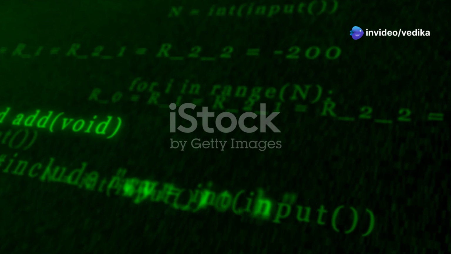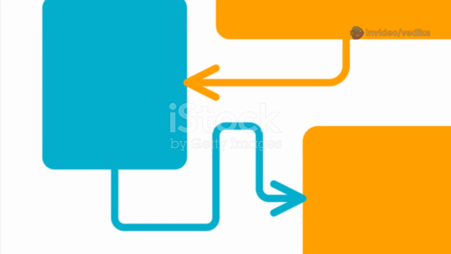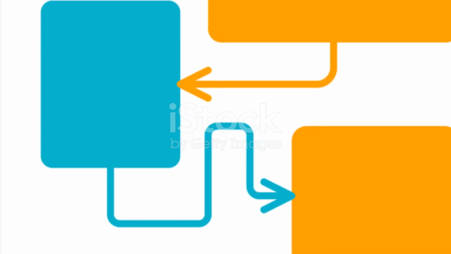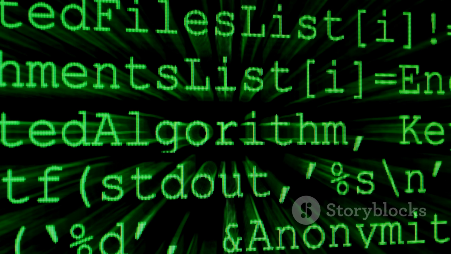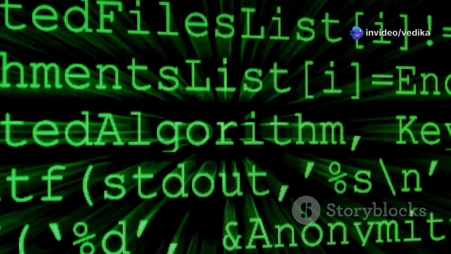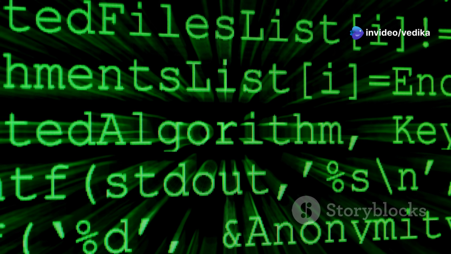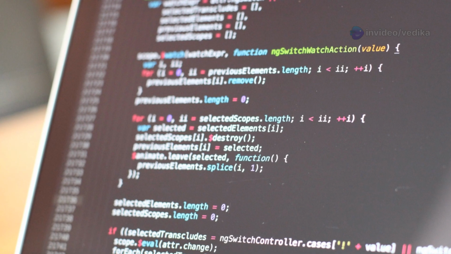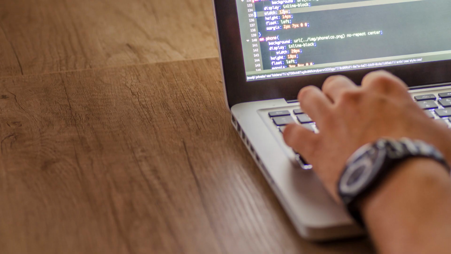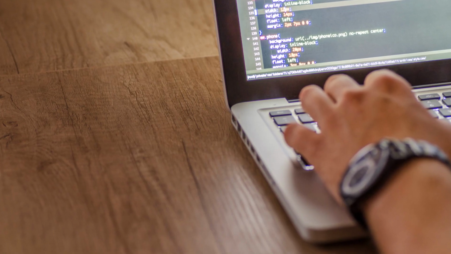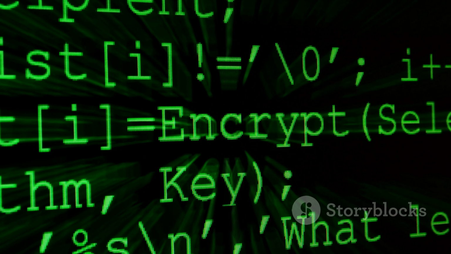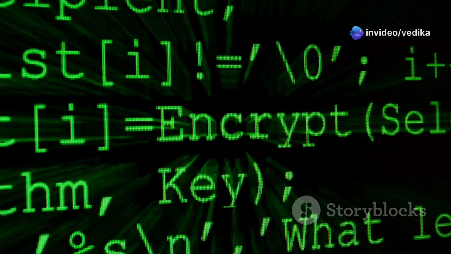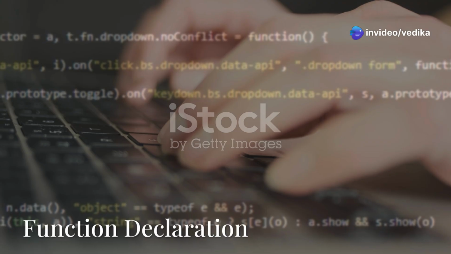A function in C has a specific structure. It consists of 3 main parts: the function declaration, the function definition, and the function call. The function declaration, like a blueprint, tells the compiler about the function's name, the type of data it returns, and the type of data it accepts as input. The function definition is the actual code that performs the task. Finally, the function call is where you use the function in your main program.